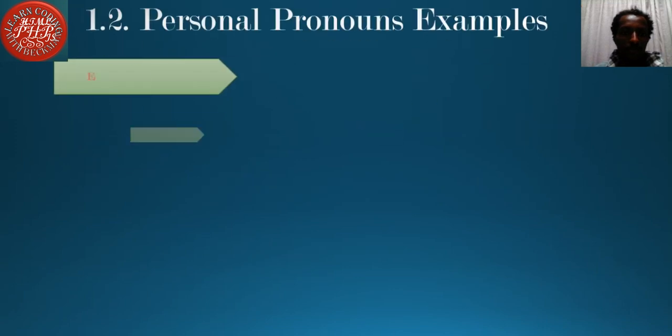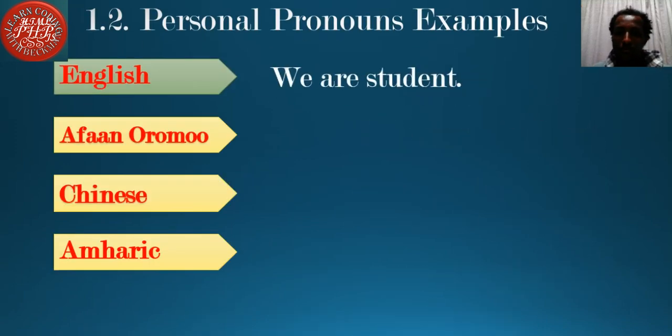Let's go and see the other one. Here we will see it by using the example "we are students." When we say "we are students" in a formal way in Afaan Oromo, the sentence will be: Nuti barattoota. Like this.